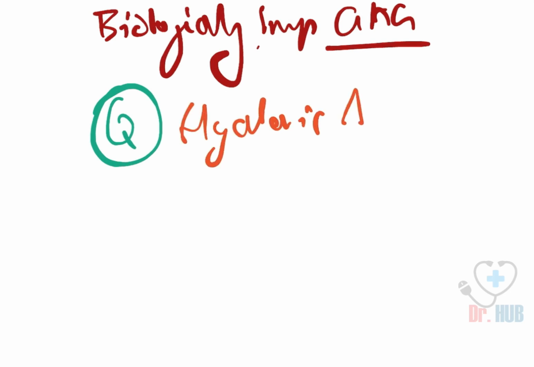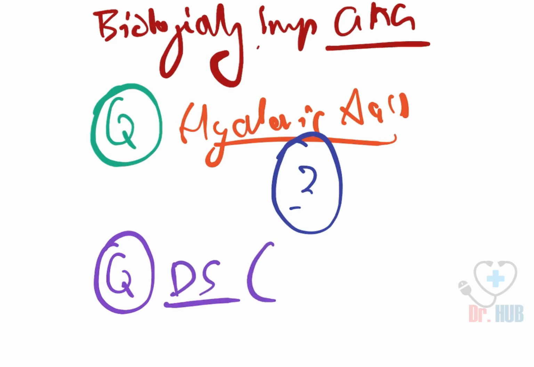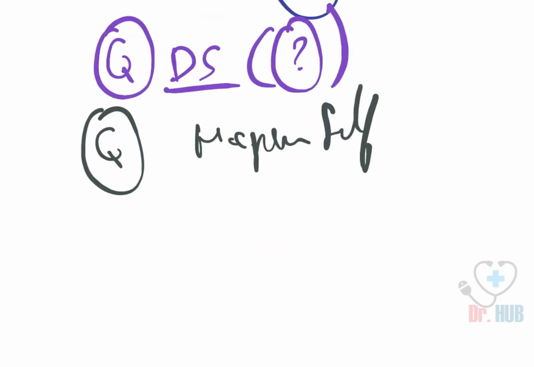So hyaluronic acid. What are the disaccharide repeat units of the hyaluronic acid? Next question is, in case of dermatan sulfate, what are the repeat units? Then comes, in case of the heparan sulfate, what are the repeat units?